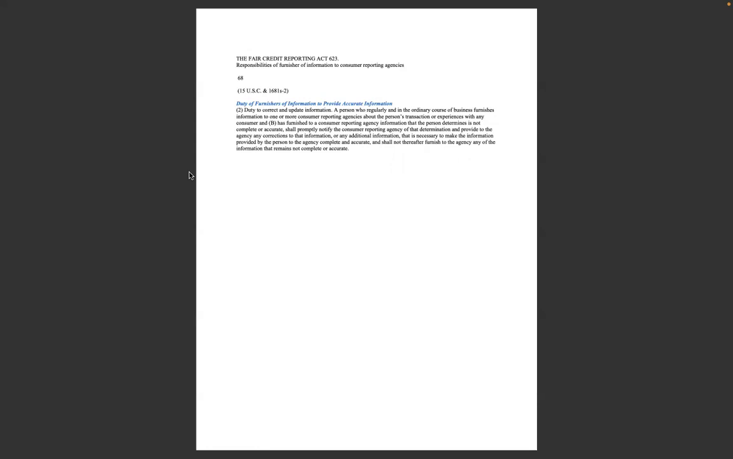A person who regularly and in the ordinary course of business furnishes information to one or more consumer reporting agencies about the person's transactions or experiences with a consumer, and has furnished to a consumer reporting agency information that the person determined is not complete or accurate, shall promptly notify the consumer reporting agency of the determination and provide to the agency any corrections to that information, or any additional information that is necessary to make the information provided by the person to the agency complete and accurate, and shall not thereafter furnish to the agency any of the information that remains not complete or accurate.